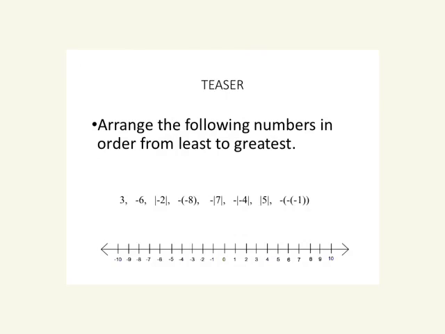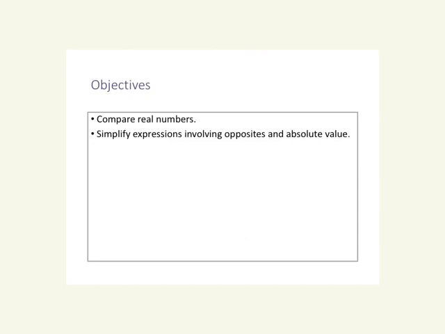So I want you to take a look at this teaser question and see if you could arrange the following numbers in order from least to greatest. So if you take a look at the number line, and if you were to place these numbers on the number line, would you be able to place them in order from least to greatest, recognizing that there's multiple negatives on some, parentheses, absolute values, and so on and so forth. So take a stab at this, and then I'll reveal the answer later in the video.